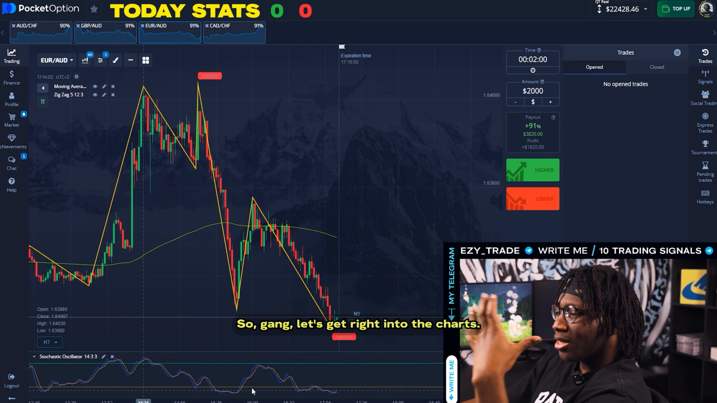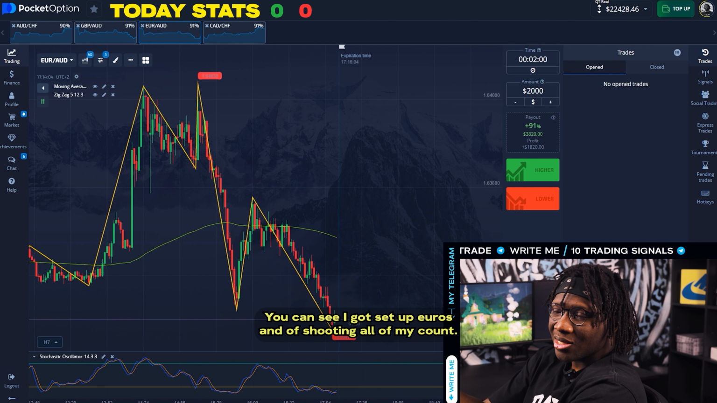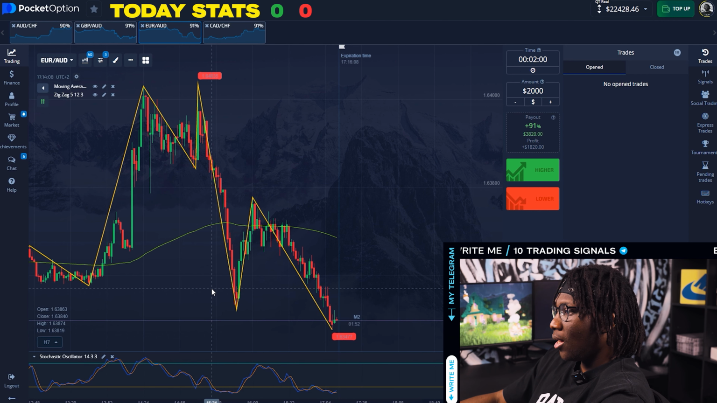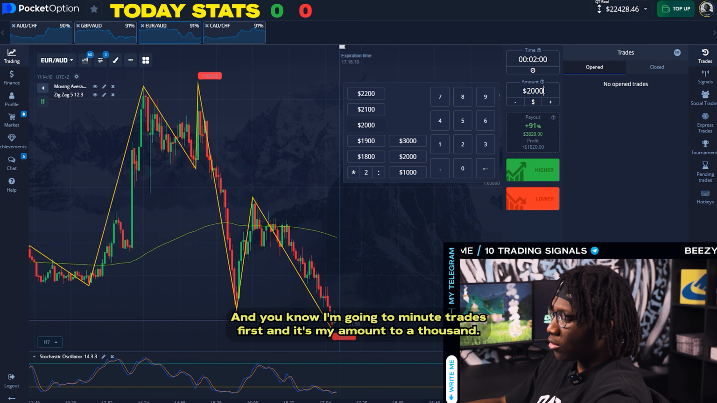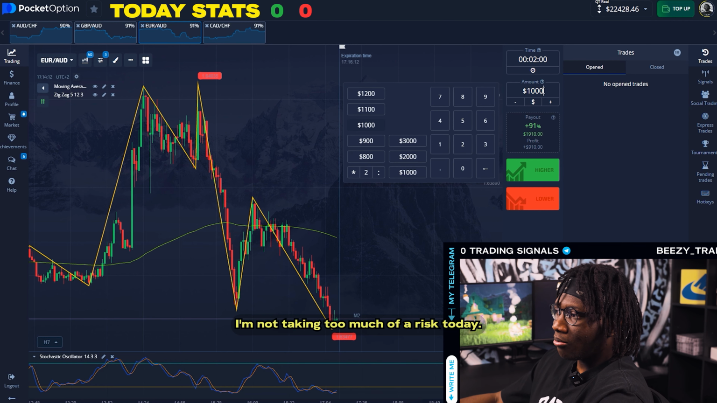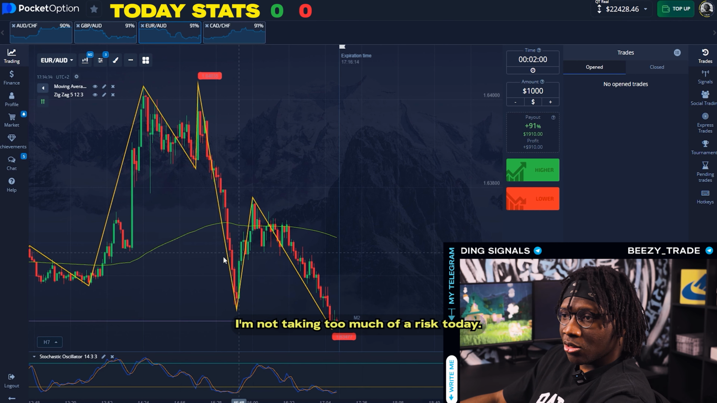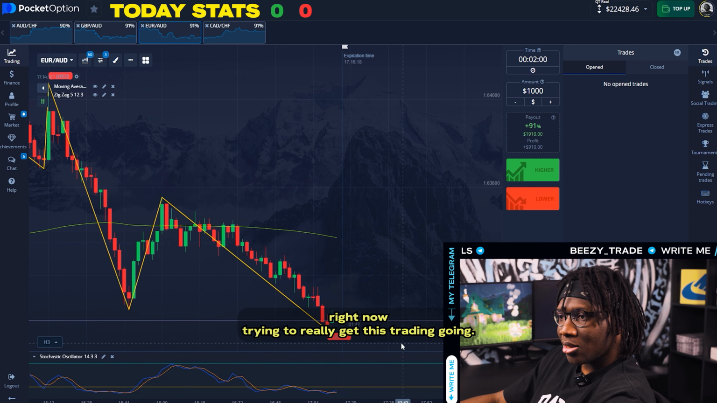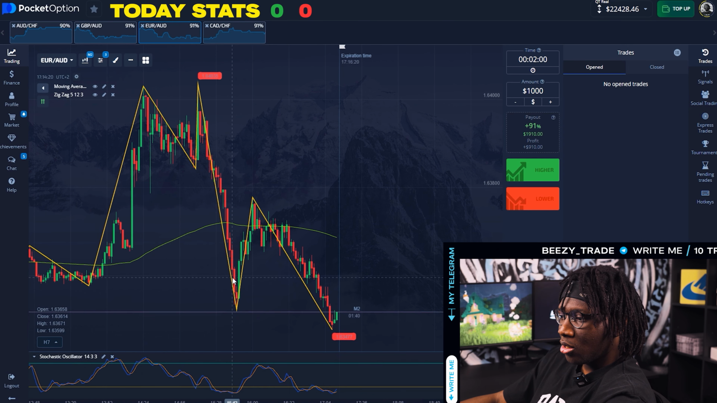So gang, let's get right into the charts. As you can see, I got set up with euros and Australian dollar on my account, and I'm going 2-minute trades. First, let me reduce my amount to 1,000. I'm not taking too much of a risk today. So you can see it's around 5 p.m. right now. I'm trying to really get this trading going.